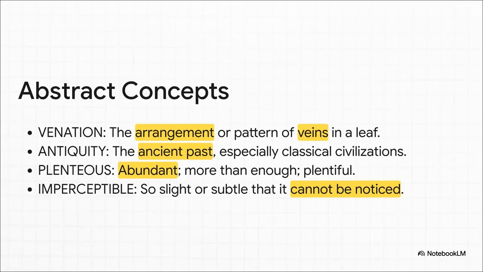Then we have plenteous, which is just a fancier way to say plentiful or a lot. For example, the region is known for its plenteous harvest of apples. And finally, imperceptible. If something is imperceptible, it's so small or slow or subtle that you just can't notice it. The movement of the hour hand on a clock is imperceptible.